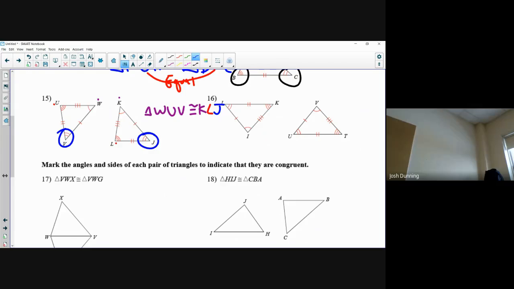Then 16. That's another J there. All right. So let's say we say K-I-J. K's got 3. Match that up with T. And then I has 1. Match that up there. Oops, excuse me. What am I doing here? V. And then J has 2. So you got to match that up with U because that's got 2.